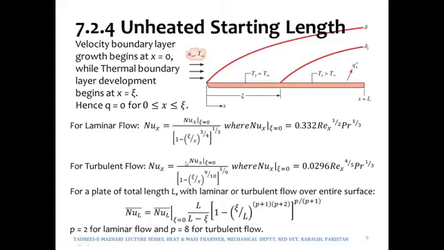So what is this thing, Nusselt number at zeta is equal to 0? In fact, if you talk about this quantity, let's go over the last one and then we will discuss that. Now for a plate of total length L with laminar or turbulent flow over the entire surface, the Nusselt number is given as per this expression, where P is equal to 2 for laminar flow and P is considered as 8 for turbulent flow. Right?